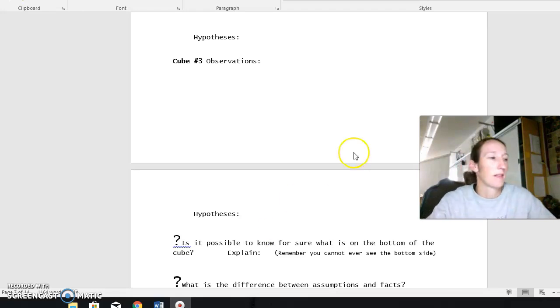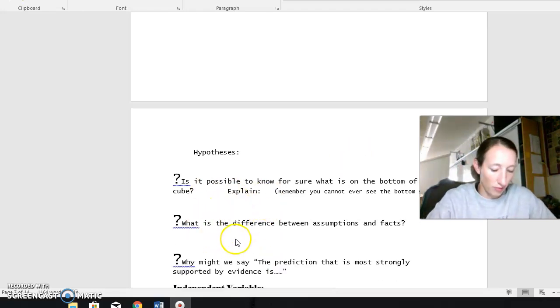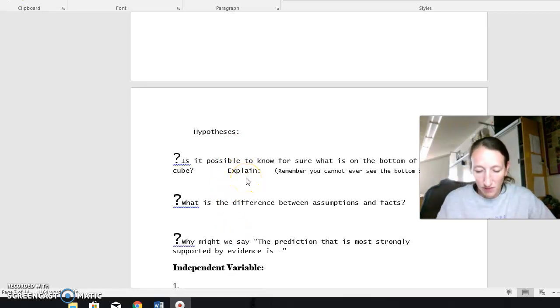And then the very last thing you'll do is answer these questions. So you have 2 questions here that's on page 7. And you have a third question that's actually on the top of page 8. So you're going to answer those 3 questions. And then that's it. That concludes our Friday.